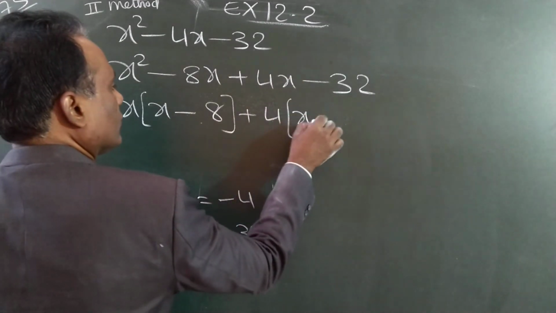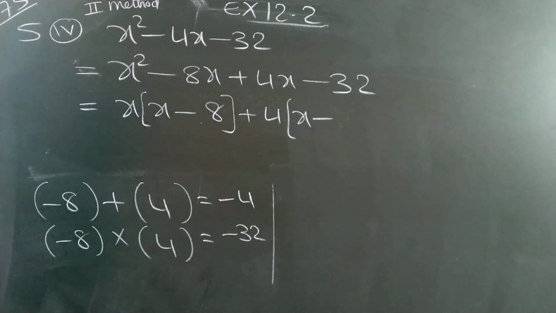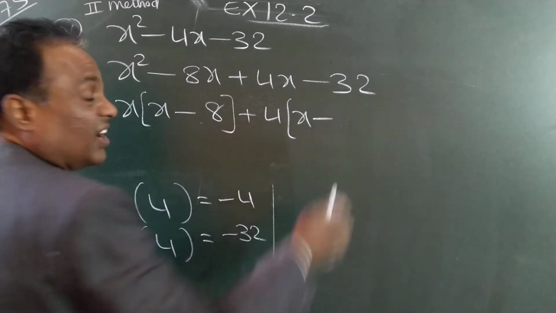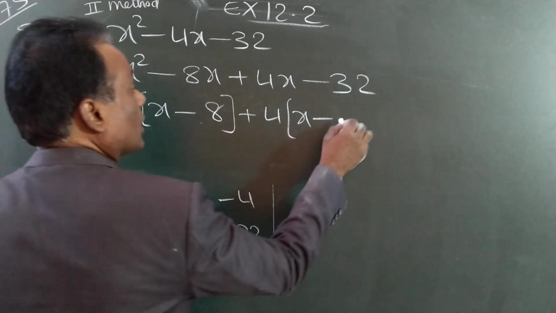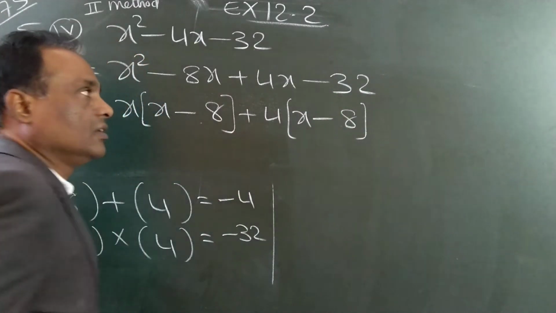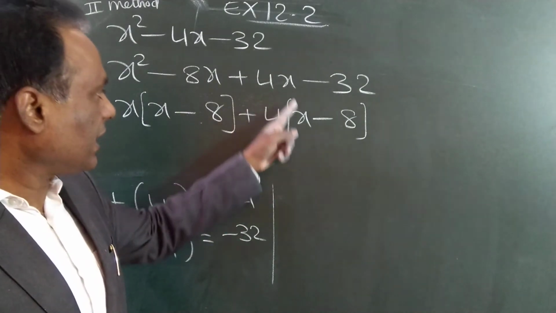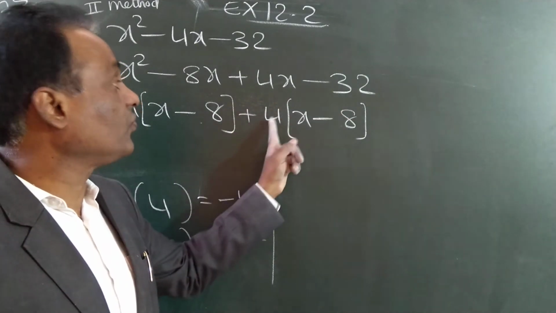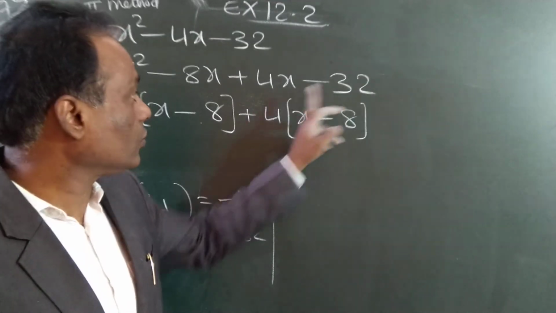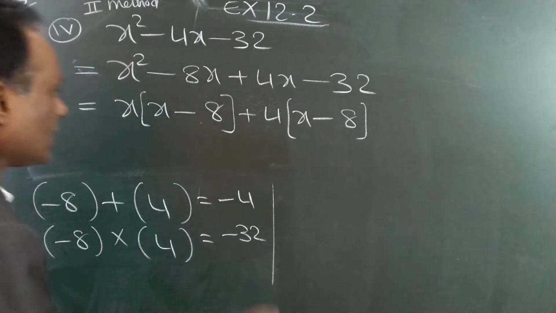x remains. 4 8s are 32. 4 common means 8 remains. 4 common, x minus 32 is 4 8s are. 4 8s are 32. So 4 common means 8. So what is the answer?